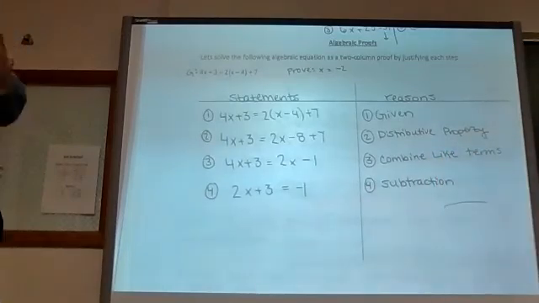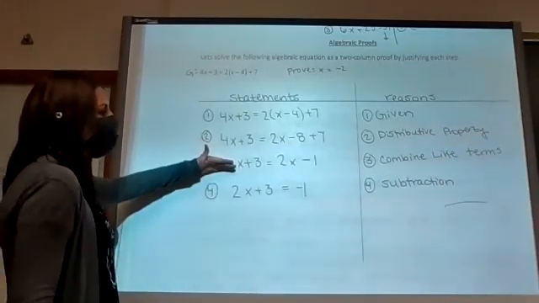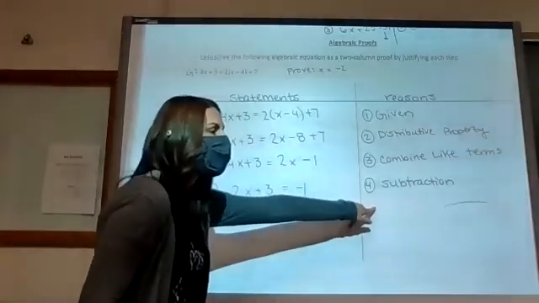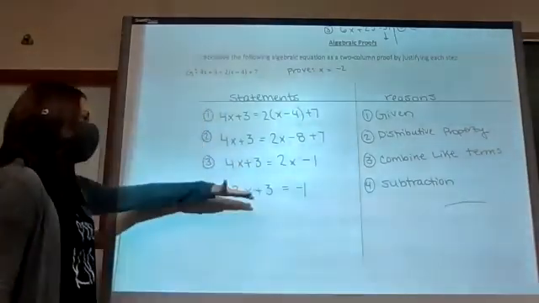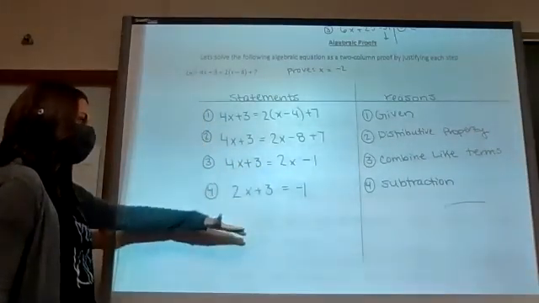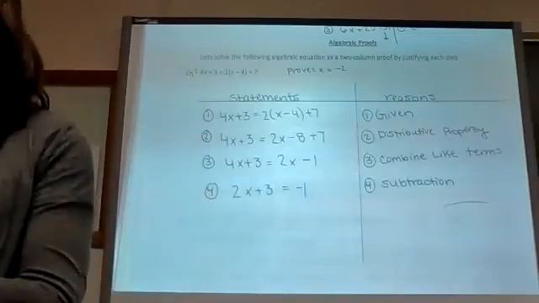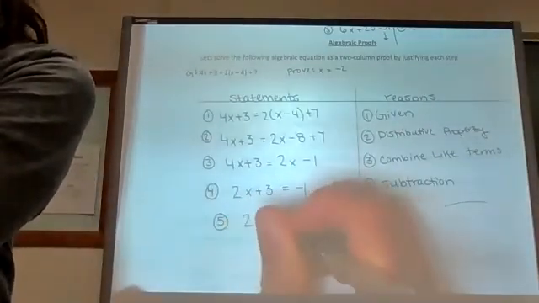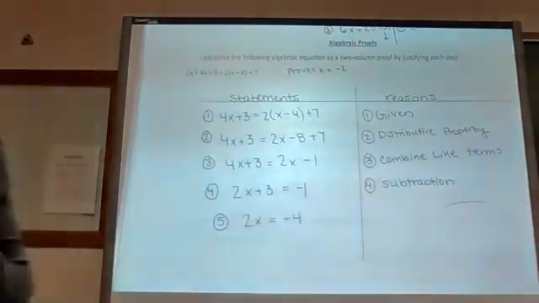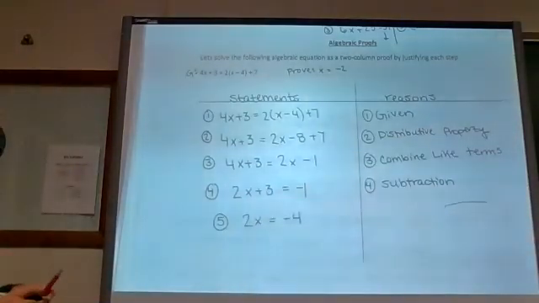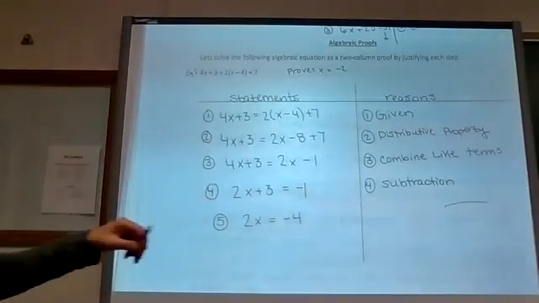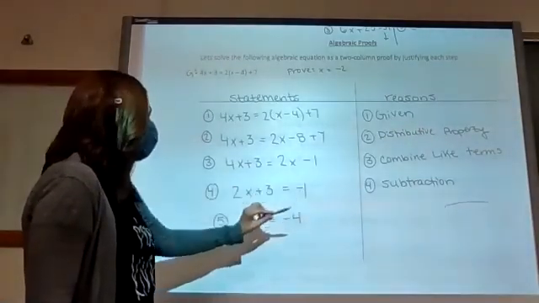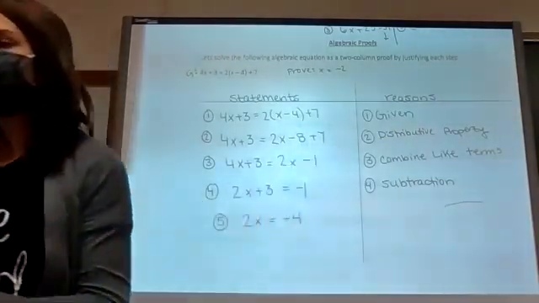Okay. I had this statement. From it, I wrote a new statement. This is the reason I can do it. I have this statement. From this statement, I can write a new statement, and that new statement would be that 2x equals -4. Why can I say that? Subtraction property again. Yeah, I subtracted 3 from both sides. I can say this because of subtraction property.